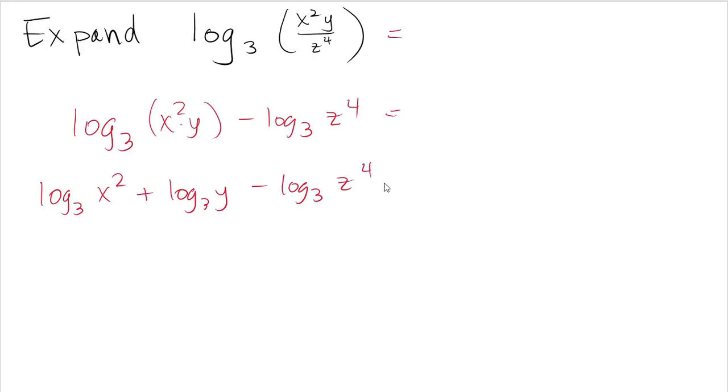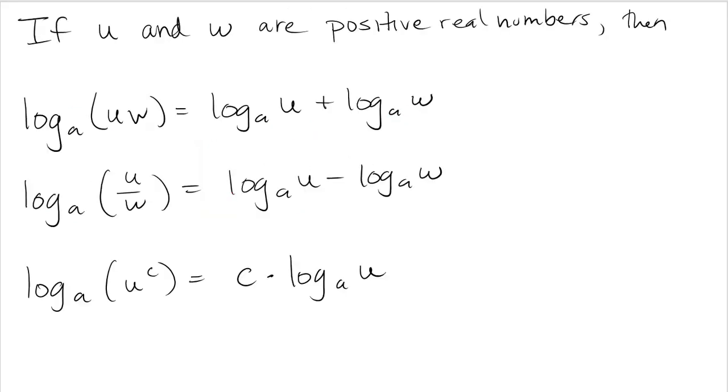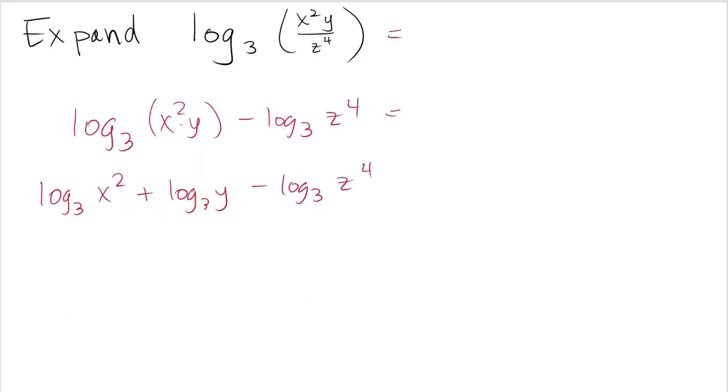And while this is expanded, we actually can perform one more step. We can bring each of these exponents down by the last rule. The last rule says if you have the logarithm of an exponential expression, you can rewrite that as the exponent times the logarithm of the base. So for example, in the first term, I can rewrite this as 2 times log base 3 of x. There's really nothing to do in the second term. And in the last term, we can bring the 4 down and write this as minus 4 times log base 3 of z.